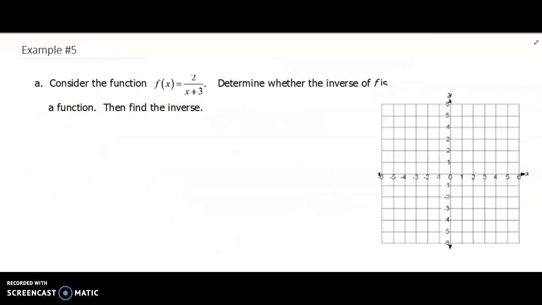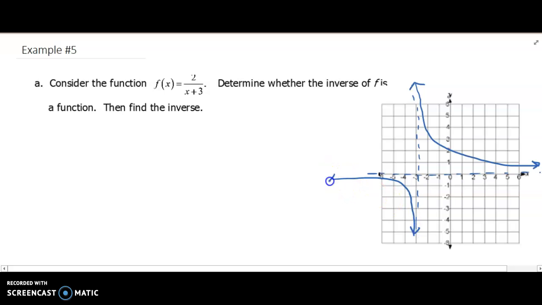All right, let's look at example number 5. It says consider the function f of x equals 2 over x plus 3. Determine whether the inverse of f is a function. Remember, in order to do that, we're going to graph the function. Here my asymptotes are x equals negative 3 and y equals 0. And it's positive, so I get something like this and this.